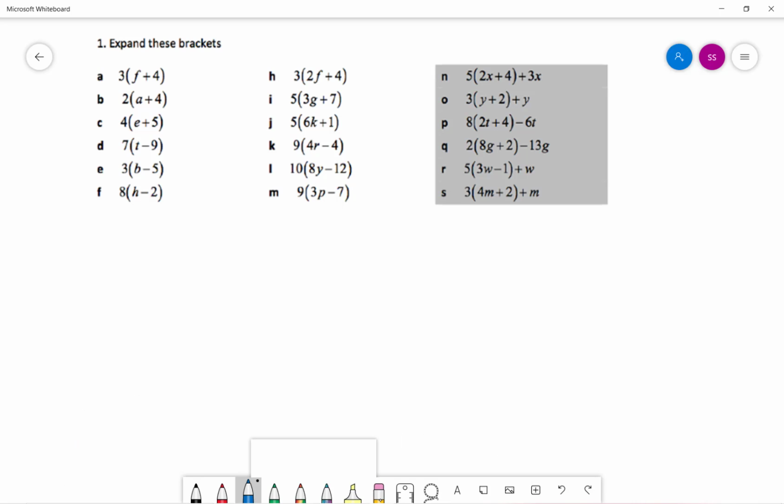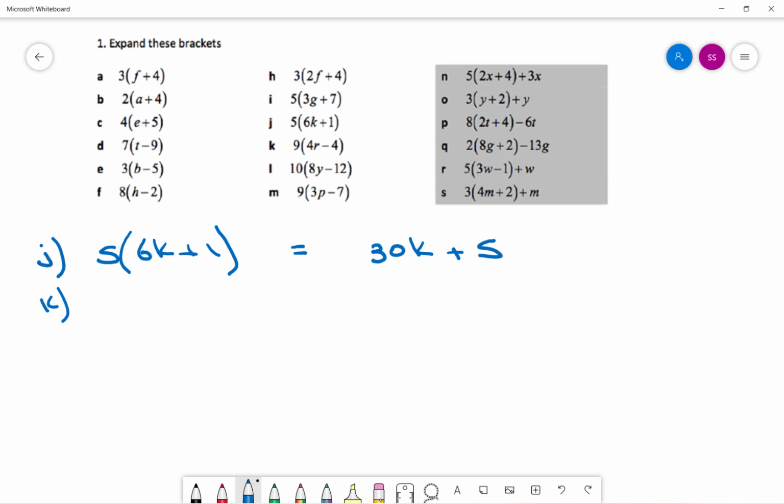So for the next one, we're up to J. We've got 5, 6k plus 1. Same steps again. 6 5s are 30k plus 5 times 1 is 5. For K, 9, 4r minus 4. Okay, follow our steps. 4 9s are 36r. Again, 4 9s are 36, but it's got to be a minus here. So 4 times 9 is minus 36 in this case.